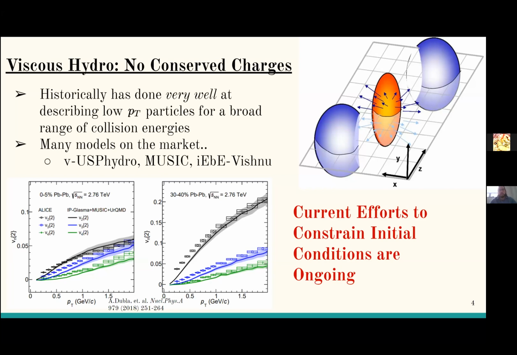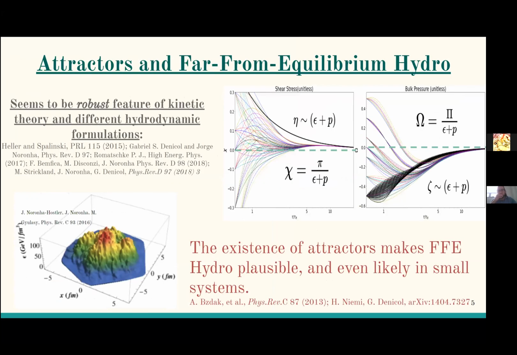So what is the deal with all of that and far from equilibrium hydro? You can't really talk about far from equilibrium hydrodynamics without talking about the concept of attractors, which seem to be a robust feature of kinetic theory and different hydrodynamic formulations. When I say attractor, I mean something along the lines of: I have some broad range of initial conditions, and everything on some short time scale collapses onto some universal non-trivial curve, right? So my relativistic hydrodynamics exhibits some sort of universal behavior before the system reaches equilibrium, for instance, right?